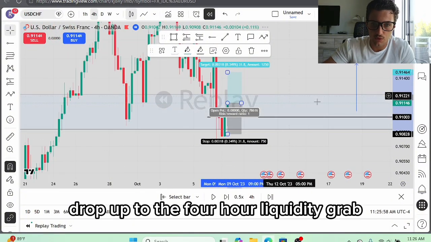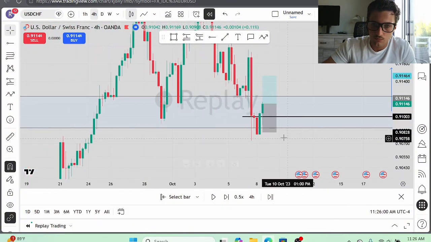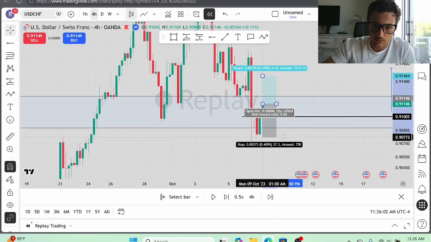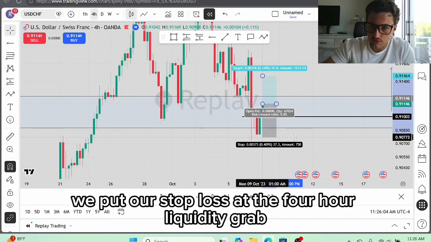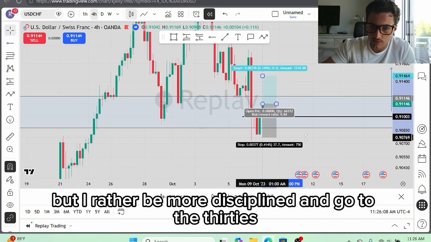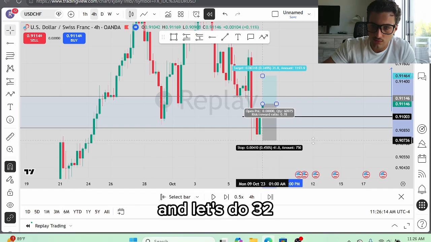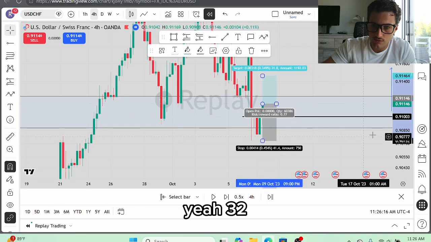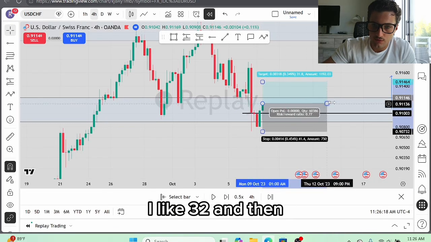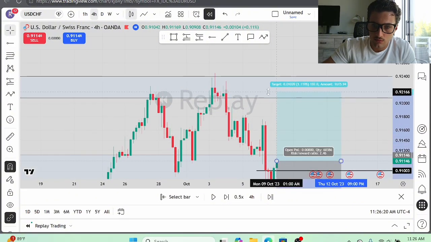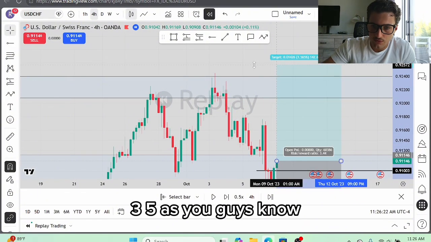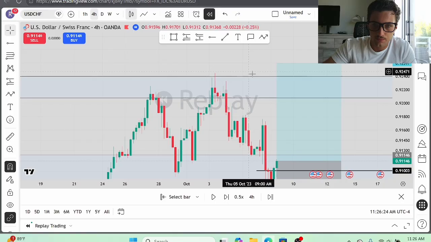Drop up to the 4 hour liquidity grab, and then we put our stop loss at the 4 hour liquidity grab. We can do 70, but I'd rather be more disciplined and go to the 30s. Let's do 28. Let's do 32. Yeah, 32, I like 32. And then 3.5, as you guys know.